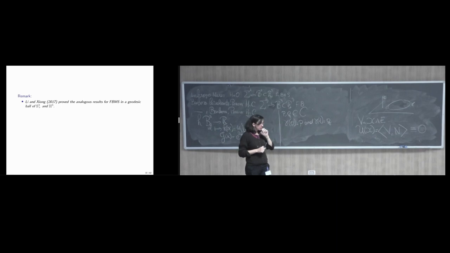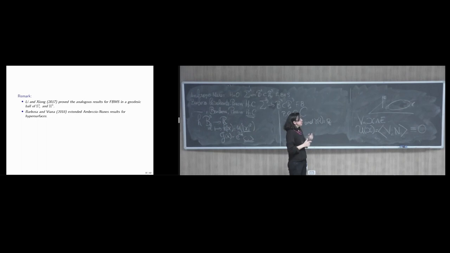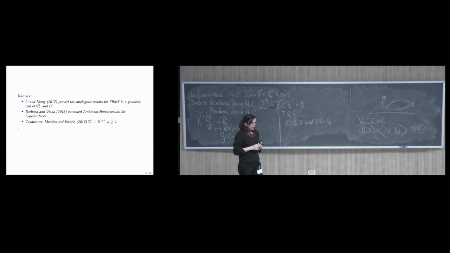Different for us. Okay. And Barbosa and Viana extend the Ambrosi Nunes results for the case of minimal hypersurface, okay? And Cavalcante, Mendes, and Vittorio provide a classification with gap, but now you have a result in the surface, in the ball, but in the ball of any co-dimension, sorry.